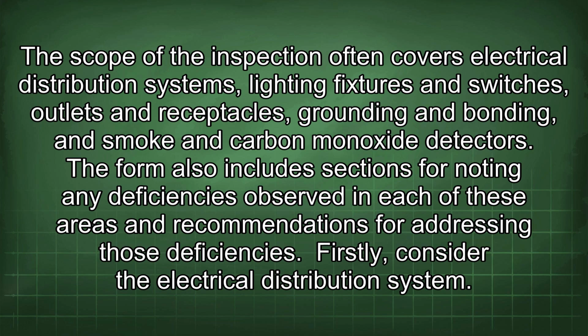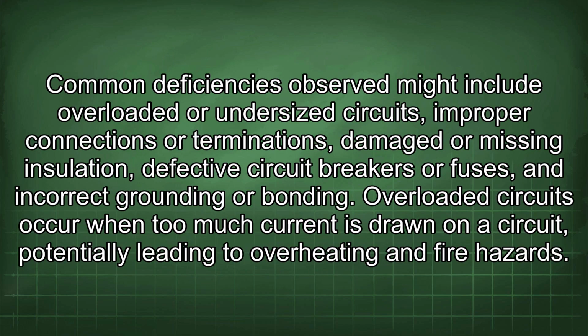The form also includes sections for noting any deficiencies observed in each of these areas and recommendations for addressing those deficiencies. Firstly, consider the electrical distribution system. Common deficiencies observed might include overloaded or undersized circuits, improper connections or terminations, damaged or missing insulation, defective circuit breakers or fuses, and incorrect grounding or bonding.